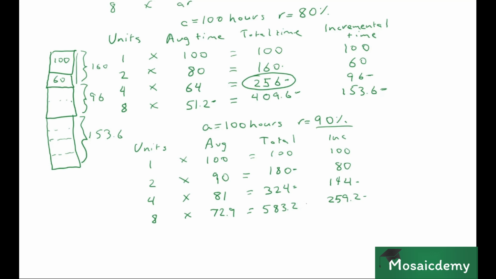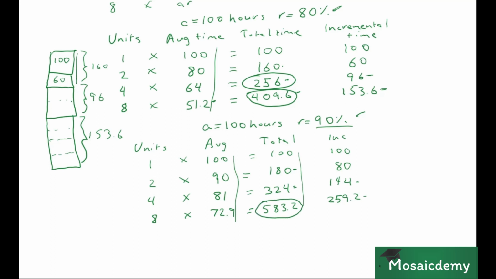Okay. Now, what are some of the takeaways we can have from these tables? First of all, notice the average time. It continuously is going down because we're learning and reproducing things at a faster rate, right? The total time obviously is increasing because we're including the time for the previous units as well, right? But more importantly than that, let's compare the two tables with the different learning rates, 80% versus 90%. So the first 8 units took 409.6 hours if the learning rate was 80%. If the learning rate was 90%, those same 8 units took 583.2 hours to make.